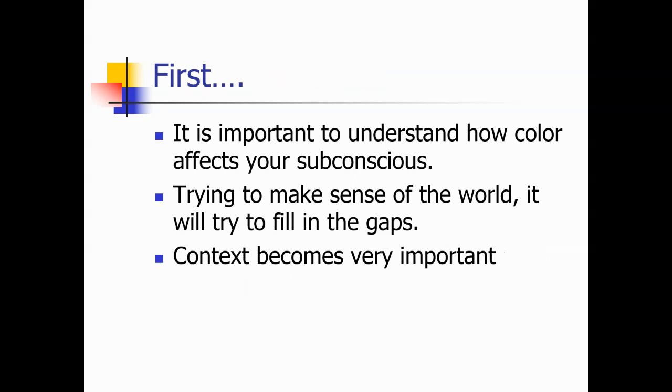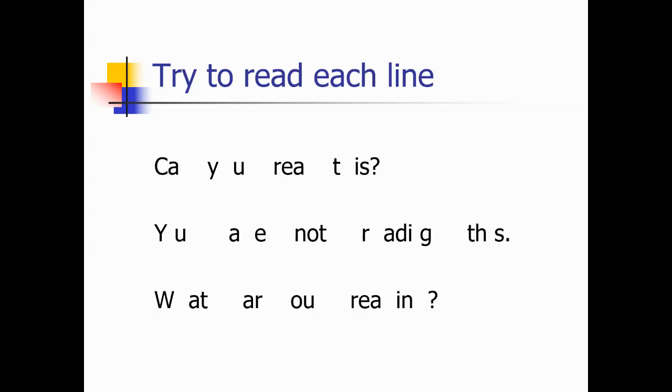So first, it's important to understand how color affects your subconscious. It looks at the world and it tries to make sense of it. It tries to fill in some of the gaps that you're missing. Context becomes very important. So, for example, see if you can read line 1. How about line 2? How about line 3?